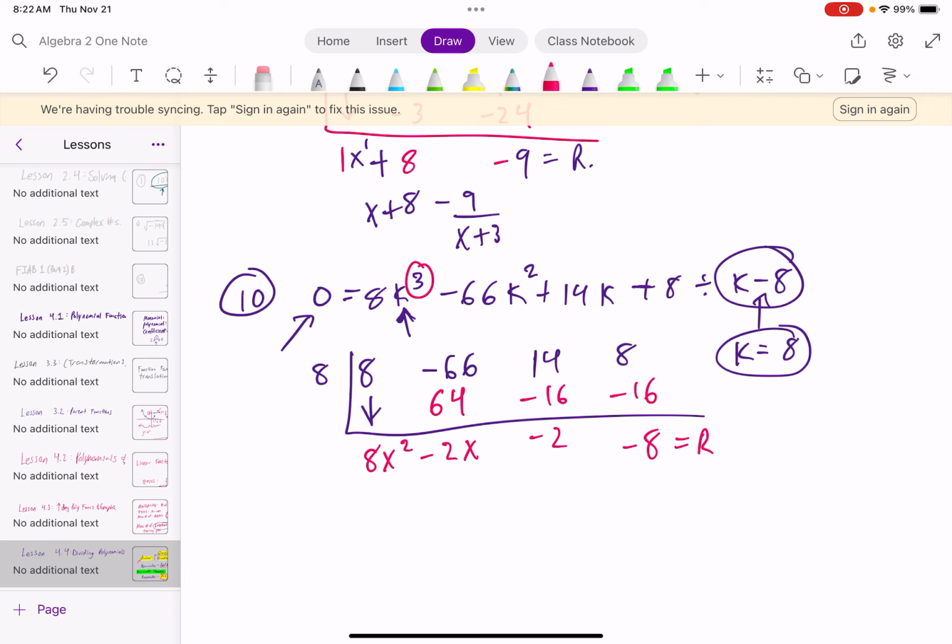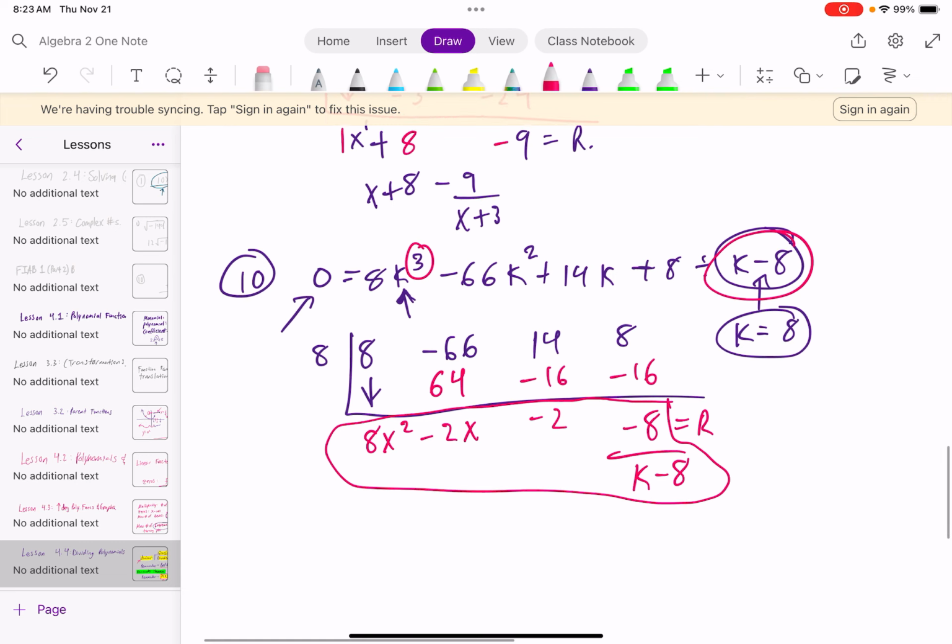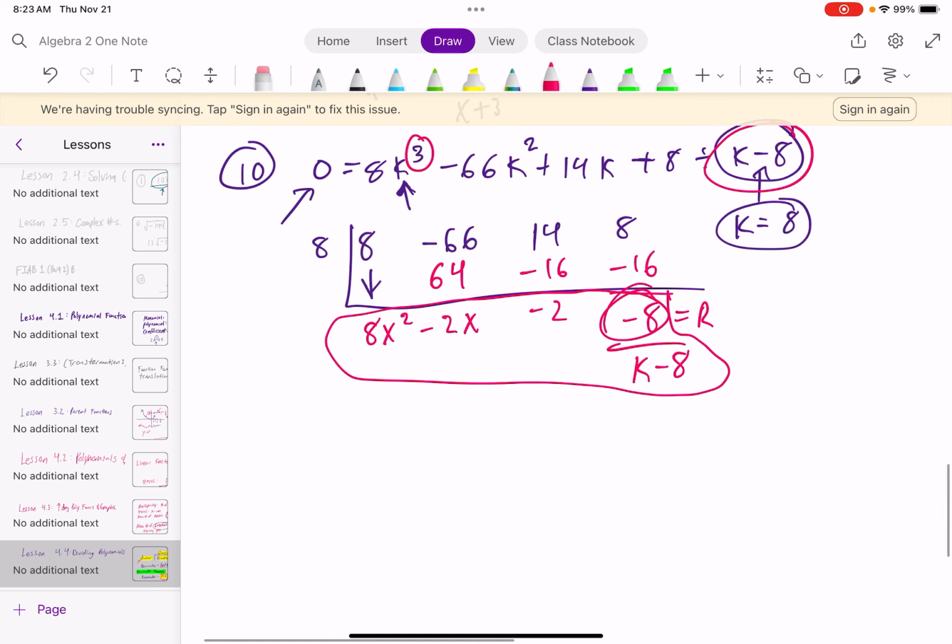And then no x. Yep. And divide that by whatever you were dividing by. So that would be k minus 8. So this is your answer. Oh, and it says find the remainder. So they're only concerned with negative 8. That was your remainder.